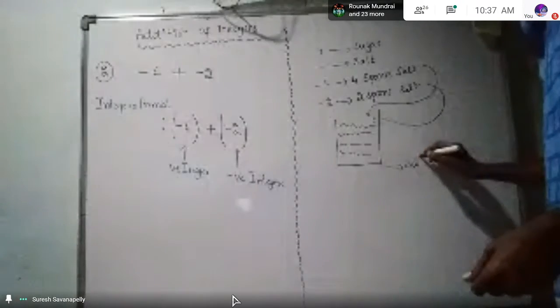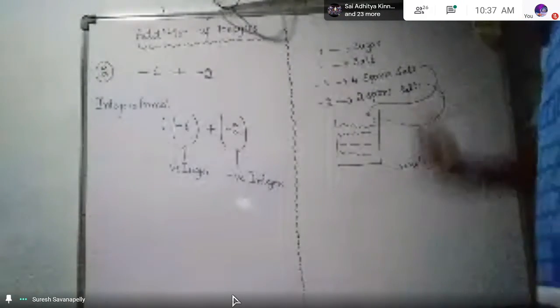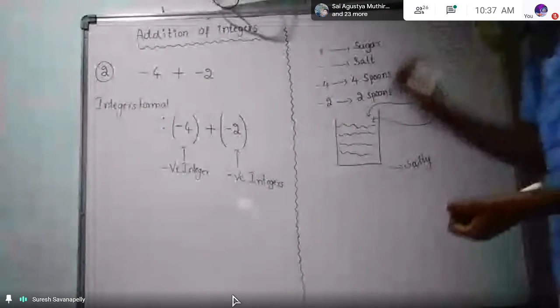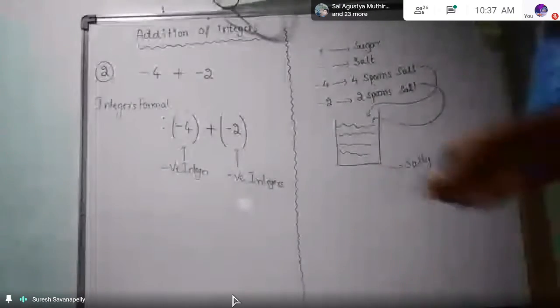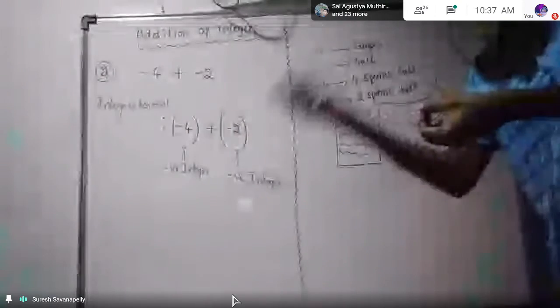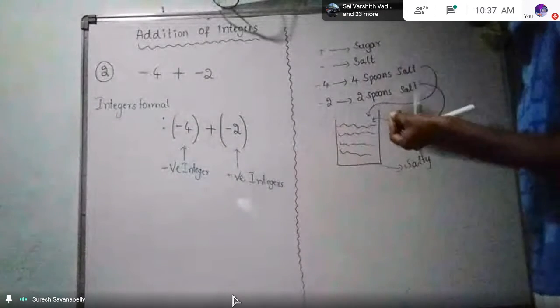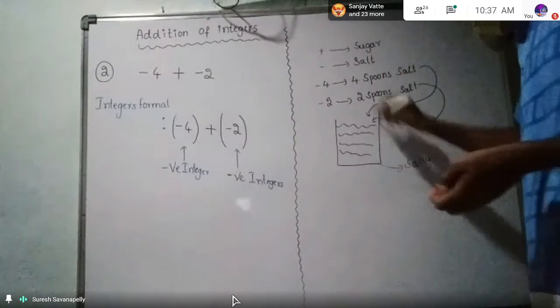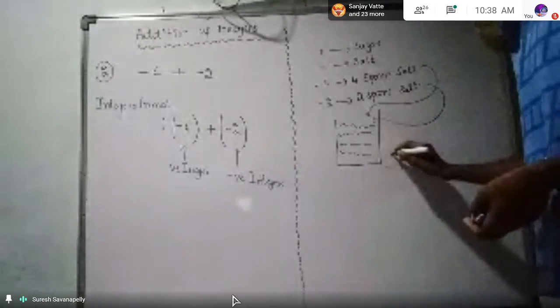It will become more salty. With 4 spoons only it will become salty, and again with the 2 spoons of salt it will become even more salty. So totally this solution will become salty.